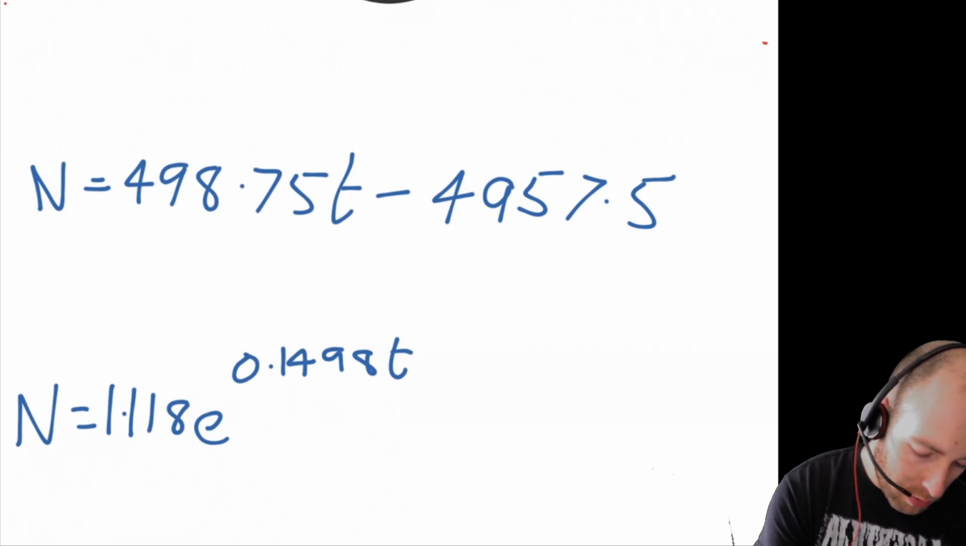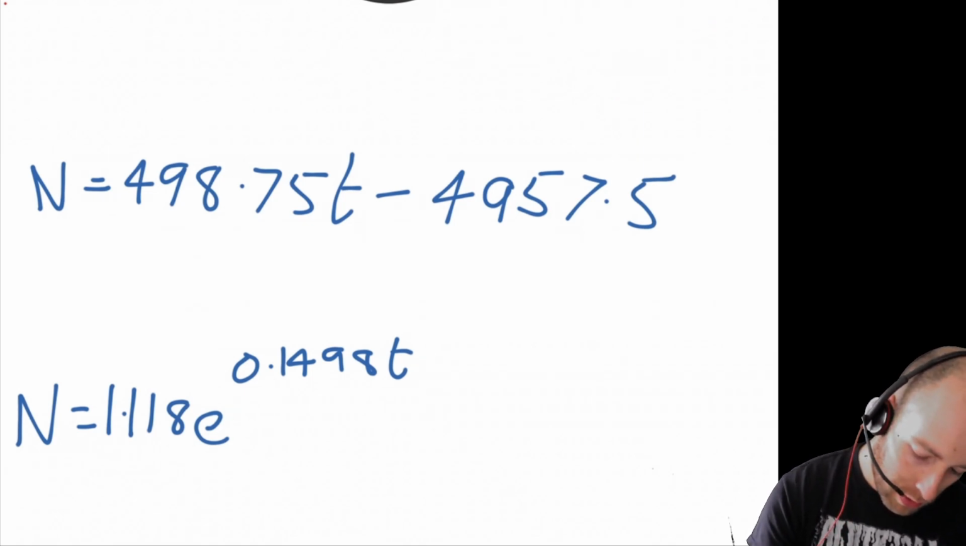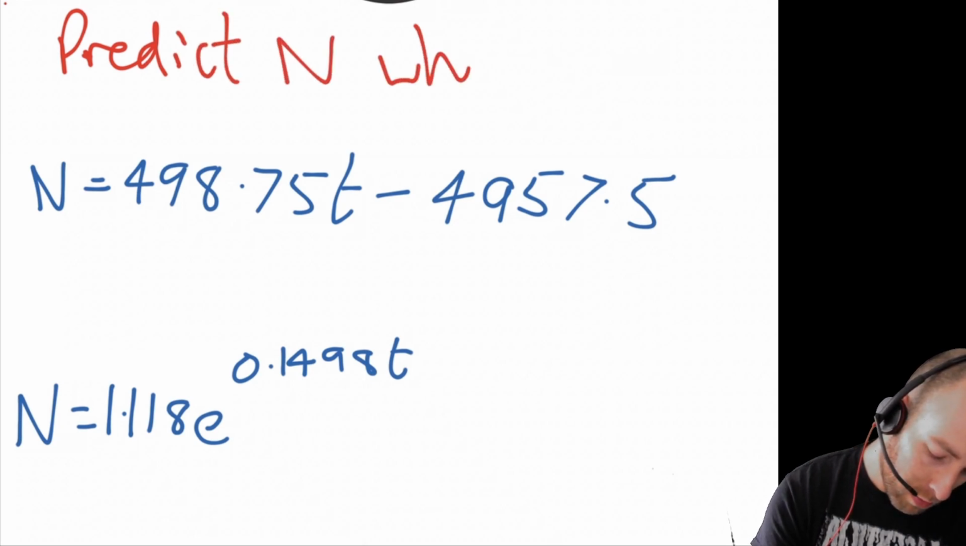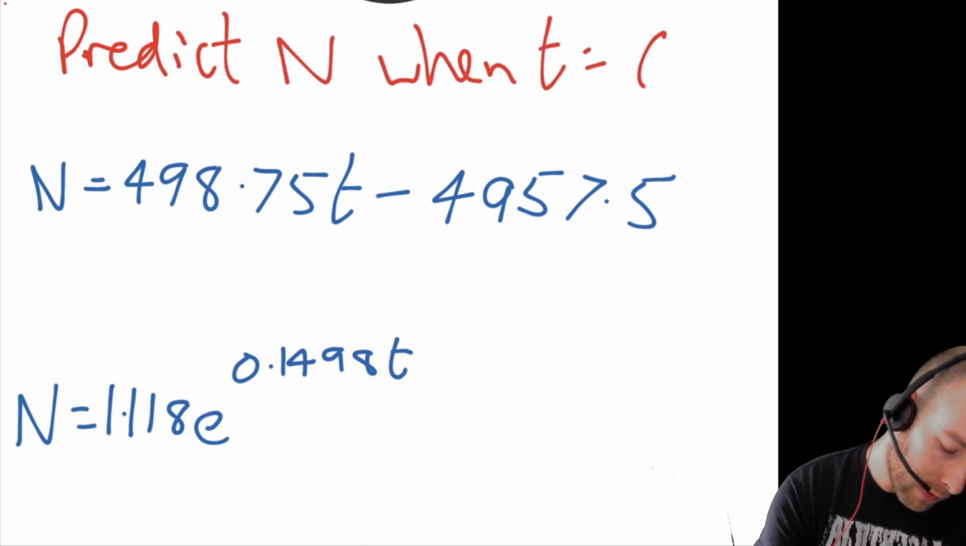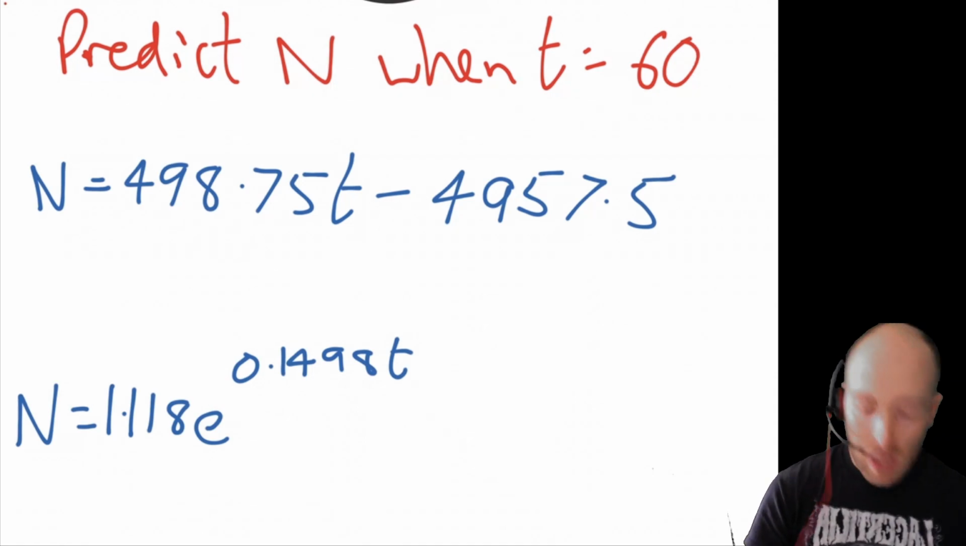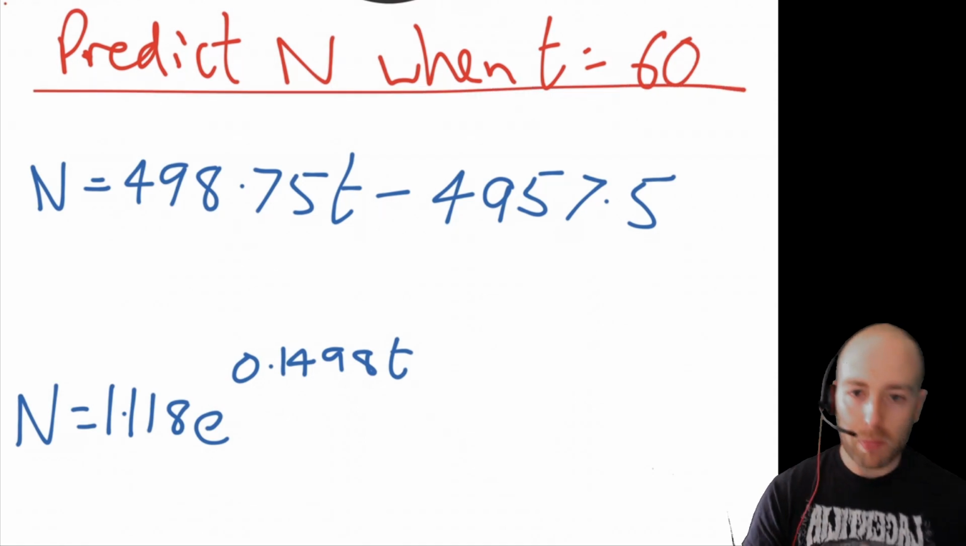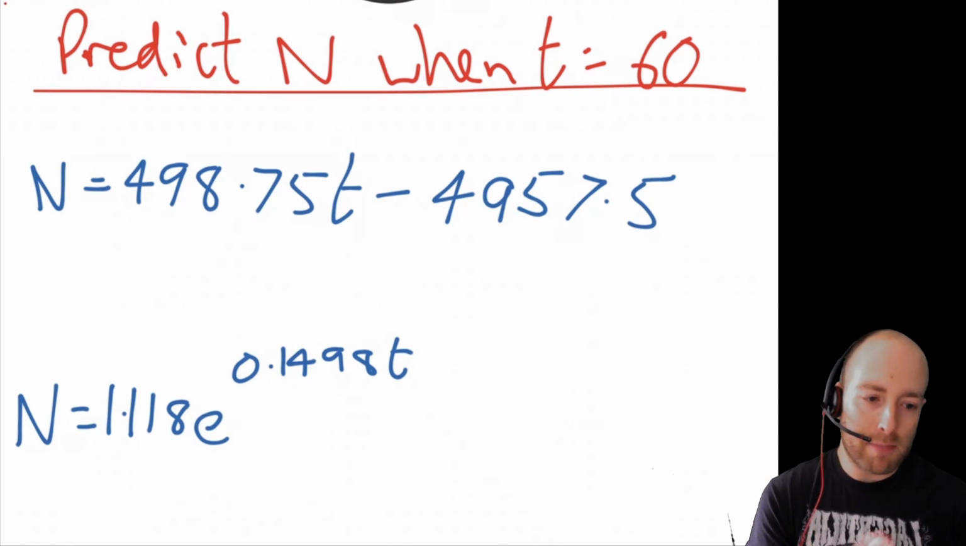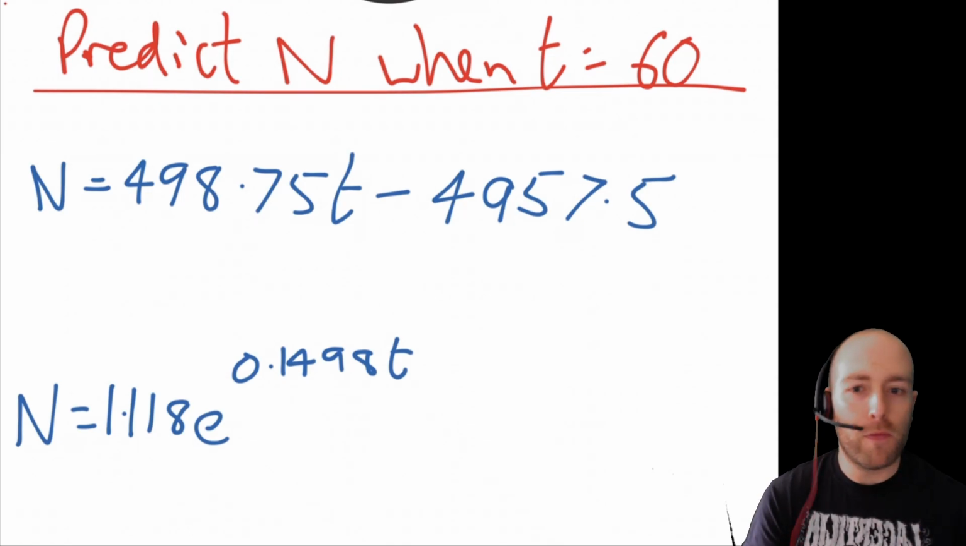What I want you guys to do is try and predict n when t is 60. I'll see what both models predict, and we'll have a look at the differences between the models and see if we can decide which is more realistic. Cool. 3 minutes to do that because we are running low on time. So 3 minutes, give it a go.